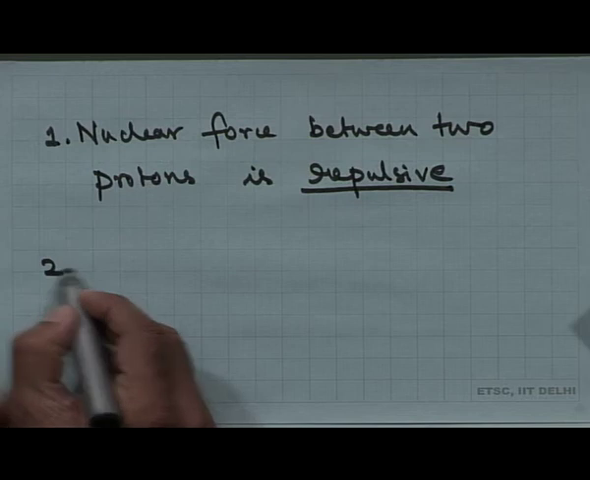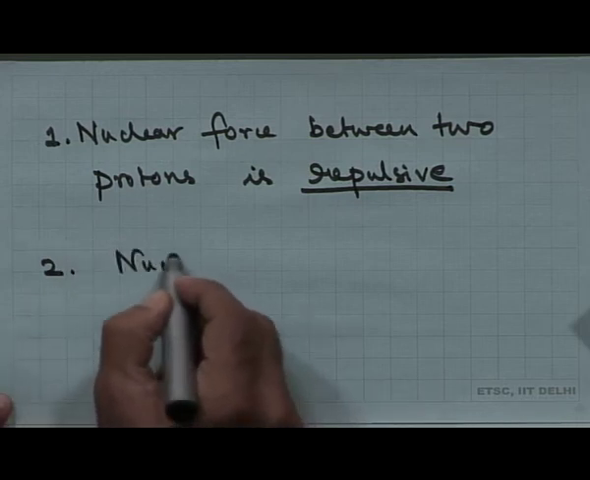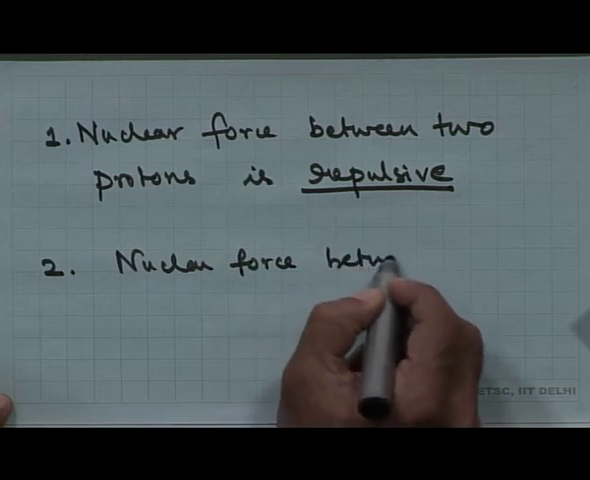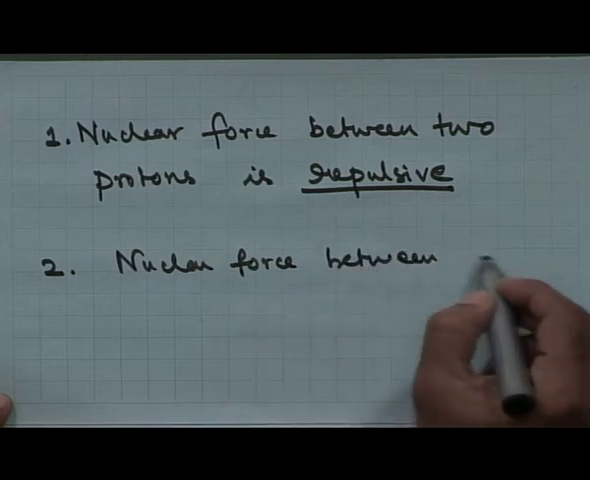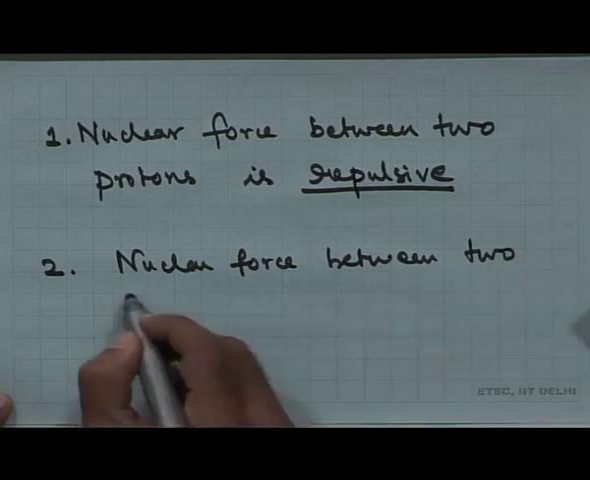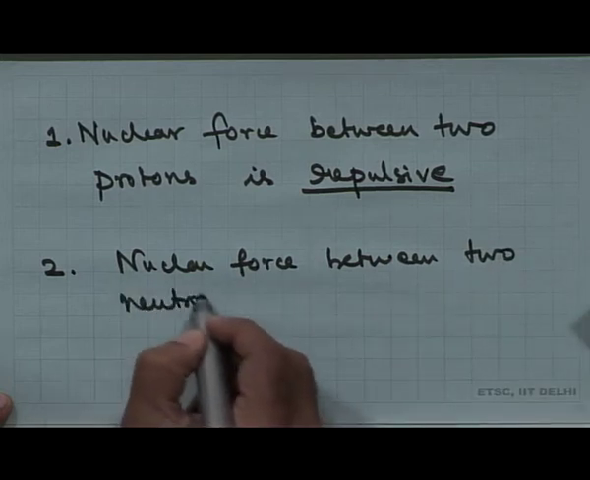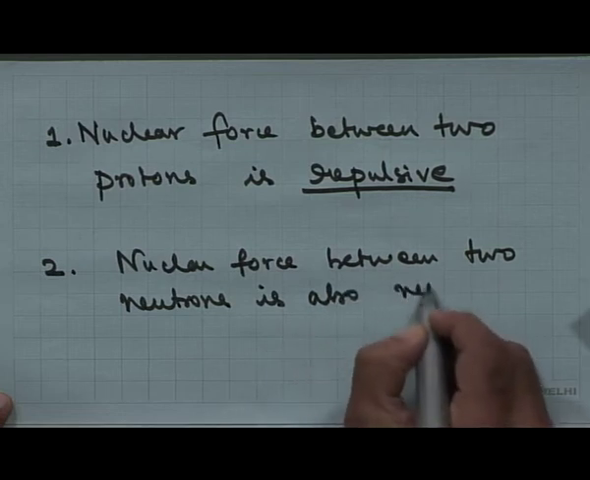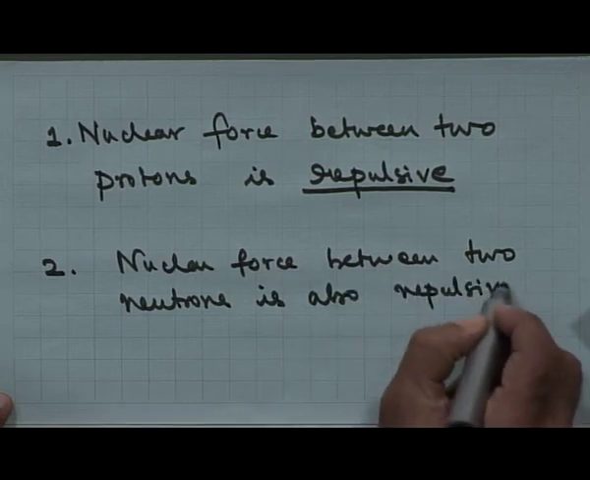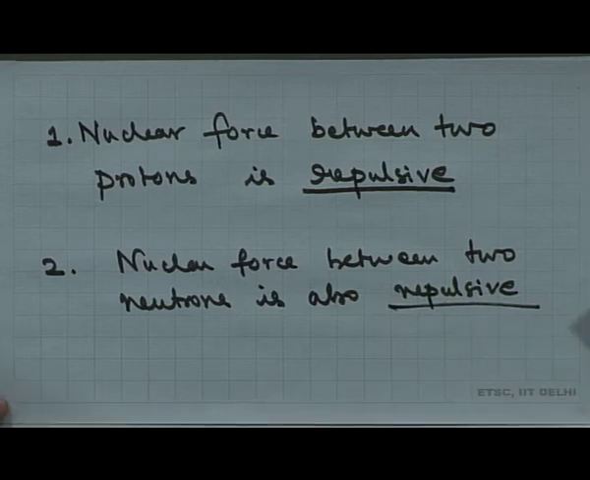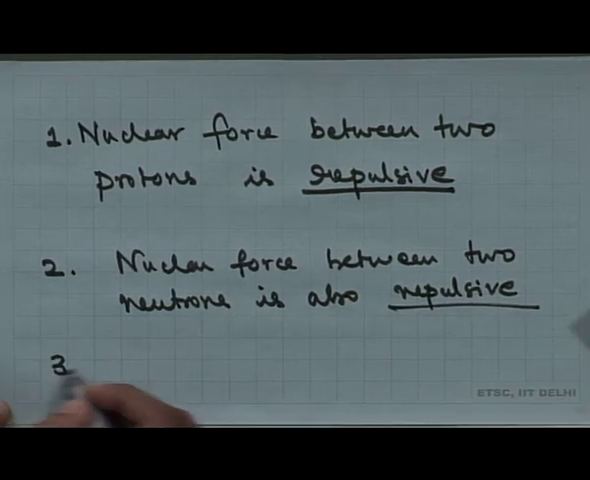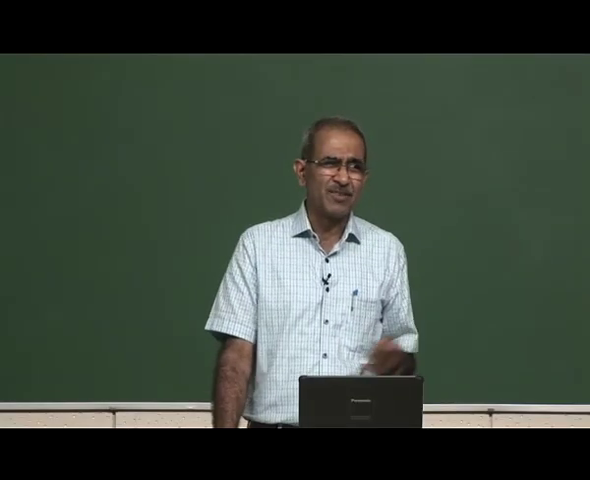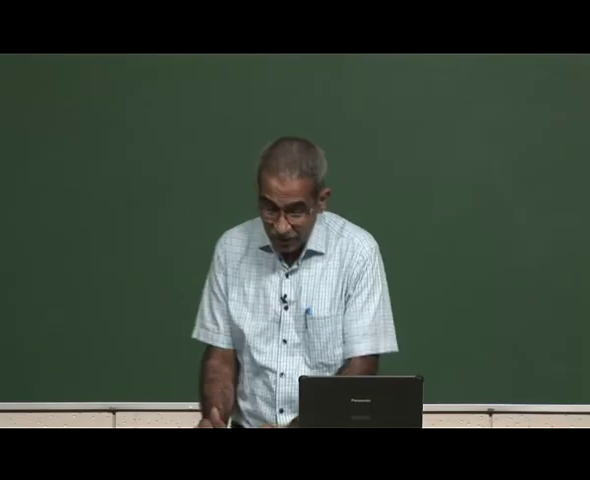Number one. Similarly, the nuclear force between two neutrons is also repulsive. But I told you we have the deuteron, it has a binding energy of something like 4 MeV or some such thing, or maybe 2.5 MeV.